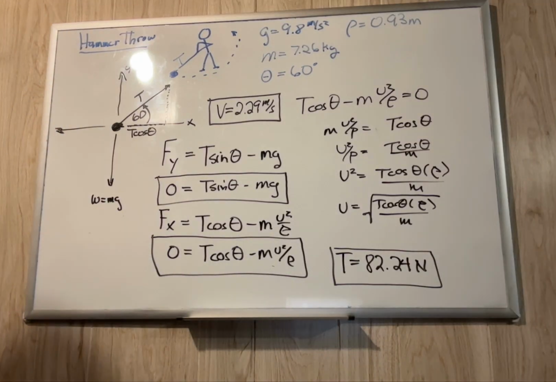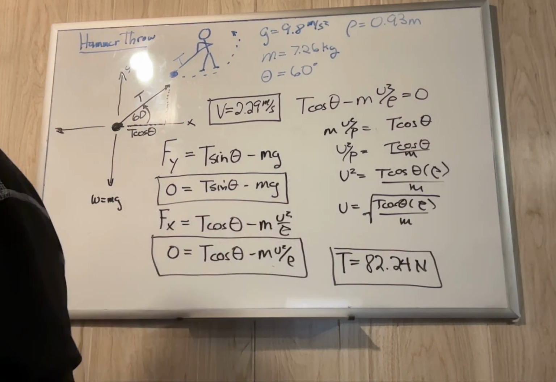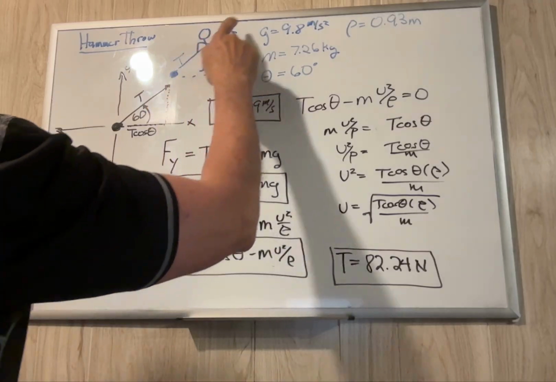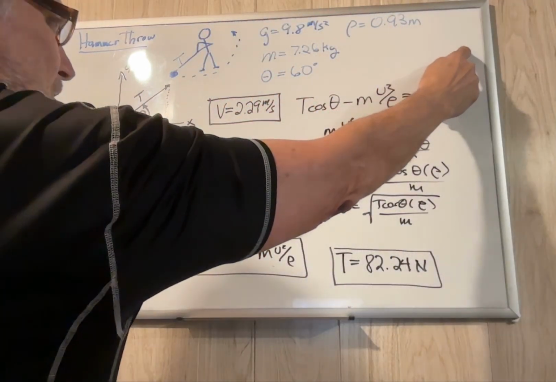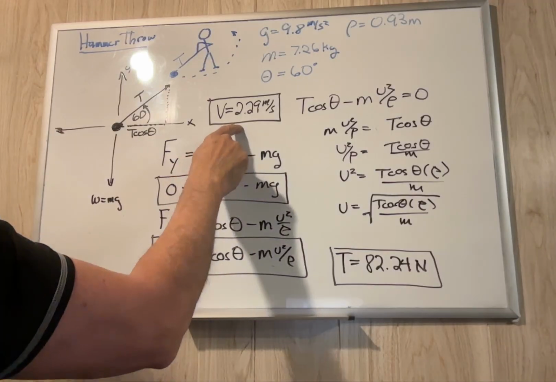Okay, so in the second part, I'll take this second part, and then we're going to find out how far the ball will go once the person starts swinging around. How far will the ball go out downfield with this kind of velocity?